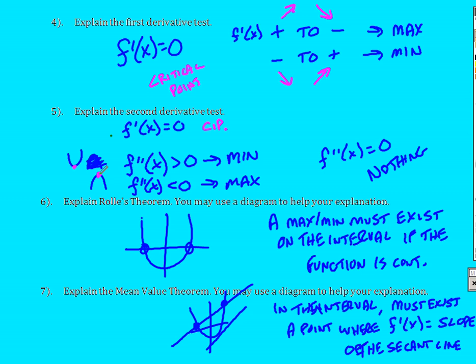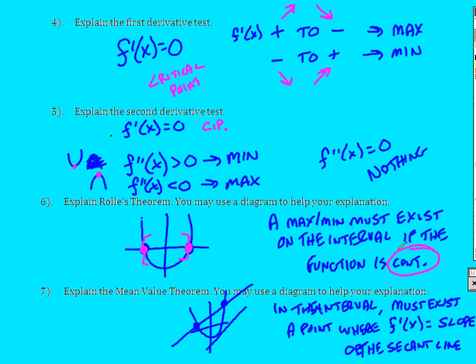Explaining Rolle's theorem, all we need to say is if I have the function values equal at 2 points, and it's a continuous function, then somewhere in the interval between these 2 points must be a maximum or a minimum. And the function needs to be continuous for this to happen.